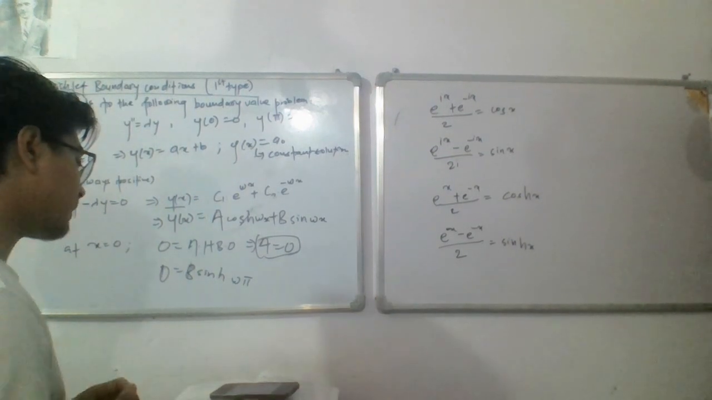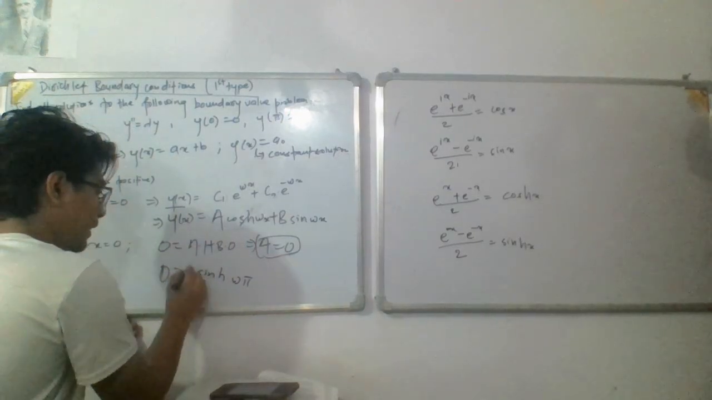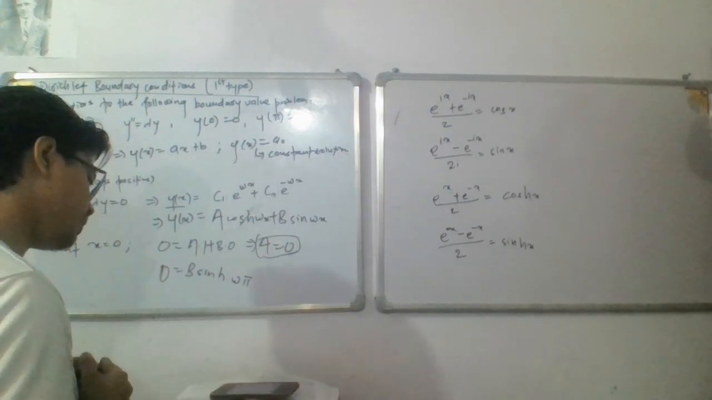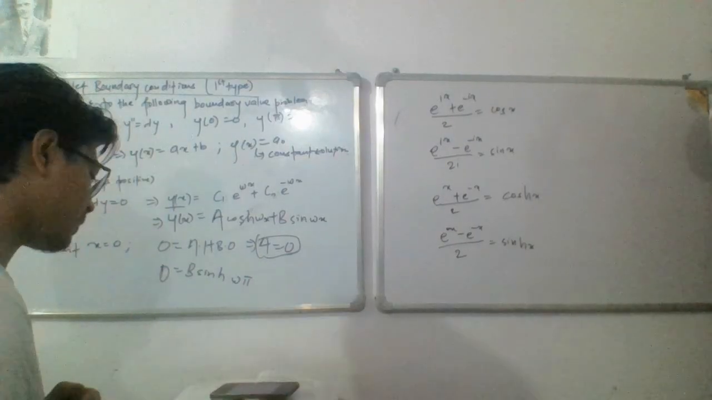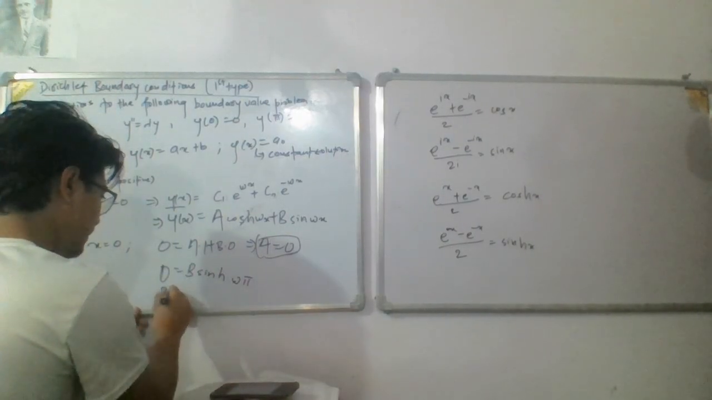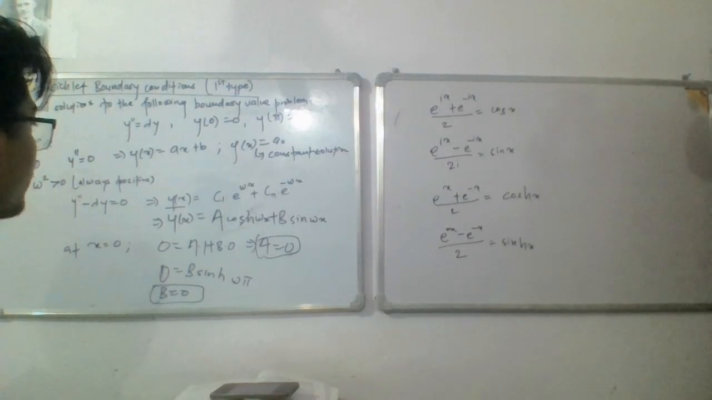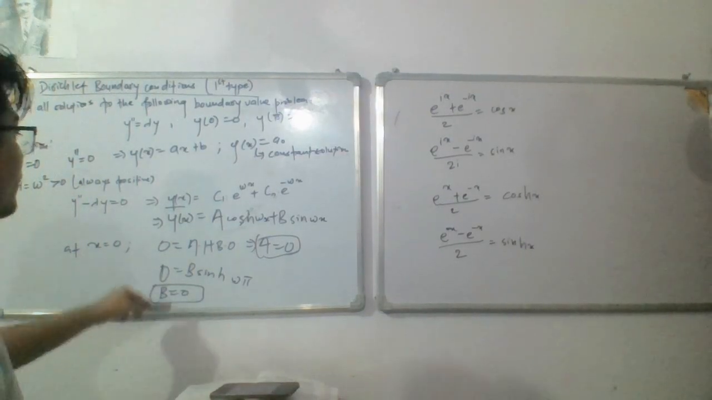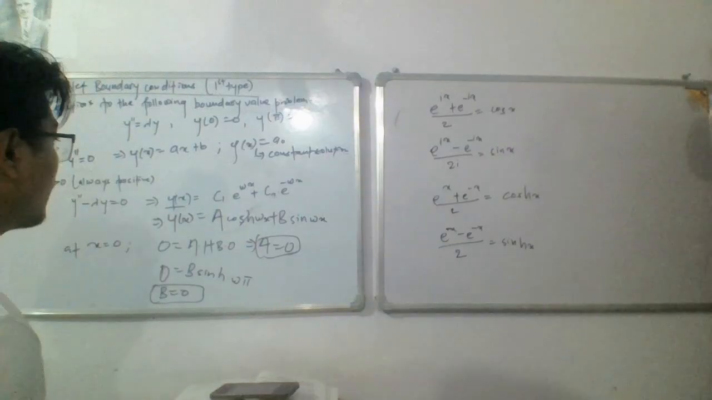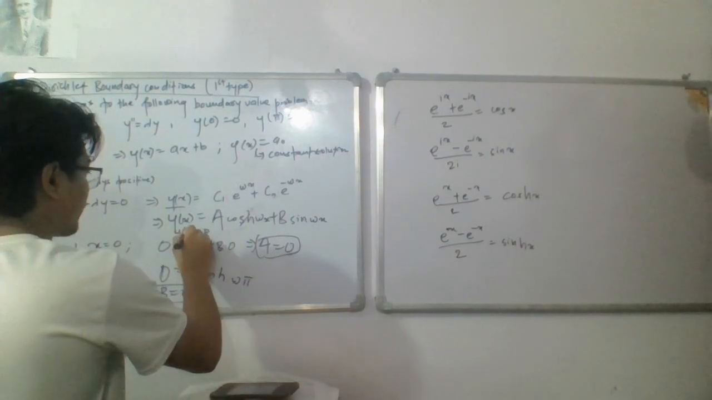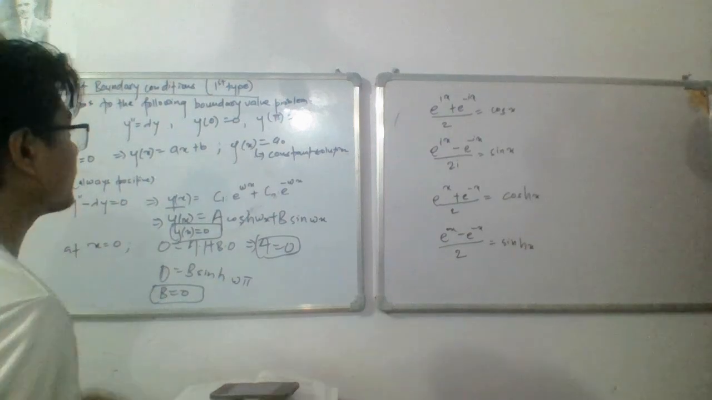Now let's suppose that b is equal to 0, because I don't think sine of omega pi is ever going to be 0. That's why we get b equals 0. This means that we have the zero solution only. So if we write these values in this solution, then we get y of x equals 0. Okay, this is the solution.